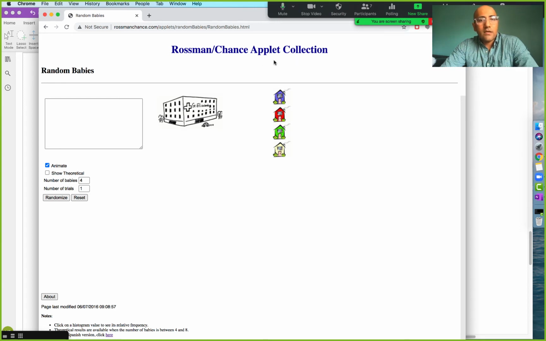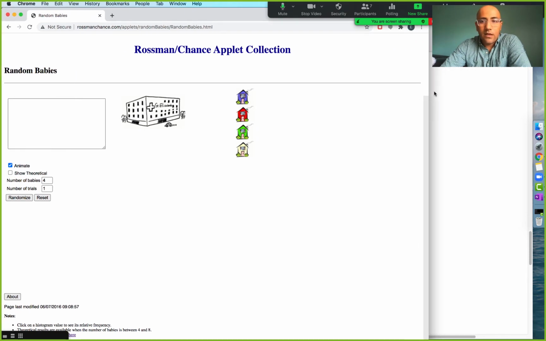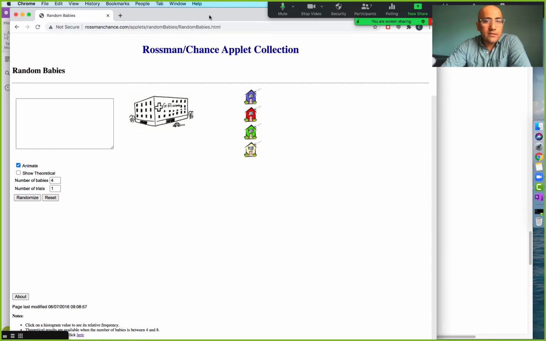Rossmann chance. You can just Google this. Search "Rossmann chance random babies," and it'll take you to this. It's an applet online that just helps you simulate this condition. So what we have here is the hospital. We have 4 different houses identified by colors: a purple house, red house, green house, and a yellow house.